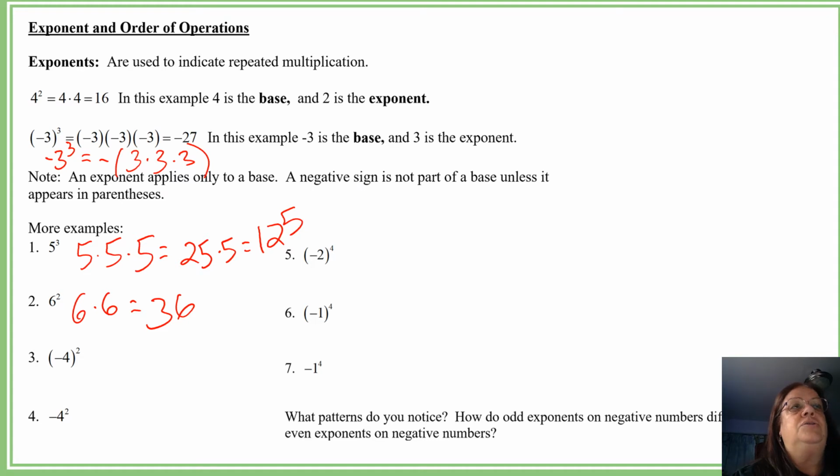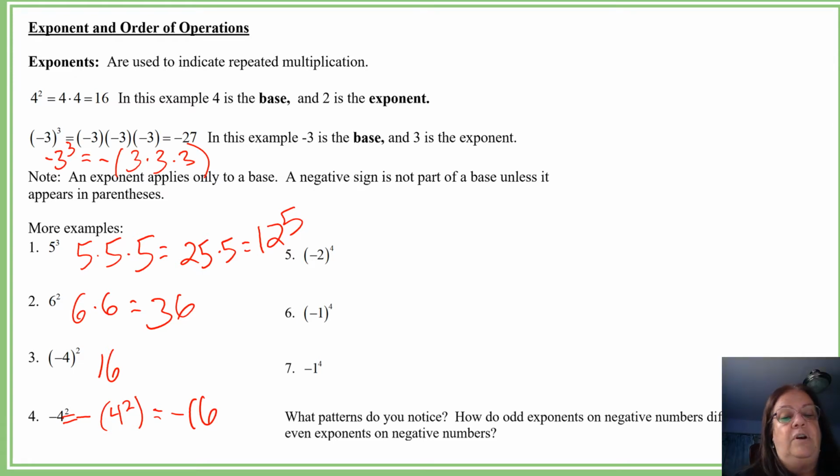Negative 4 to the 2, the negative is inside the parenthesis, so this is going to become a positive because it's two negatives. So I've got 4 times 4 is 16. Now, negative 4 squared without parentheses. That's an equal sign between those two. All right. So what I end up with is negative 16.